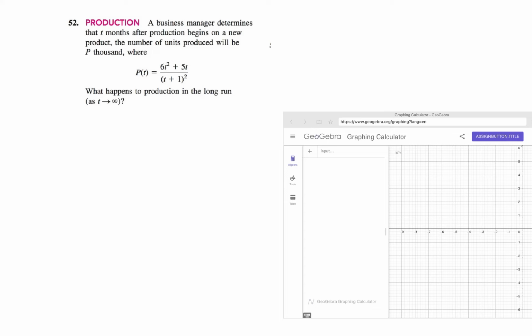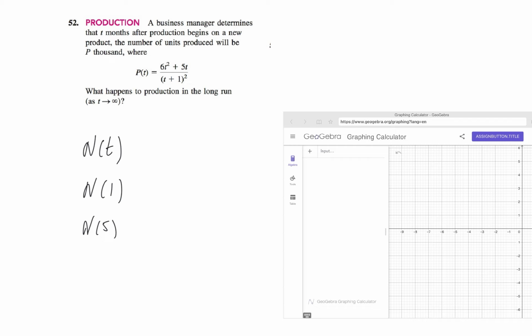Welcome back. We are going to analyze problems for section 1.5, and this is the first problem. It says that a business manager determined that t months after production begins on a new product, the number of units N of t, the number of units at time t. So N of 1 will be the number of units produced after 1 month in thousands. N of 5 will be the number of units produced after 5 months in thousands.